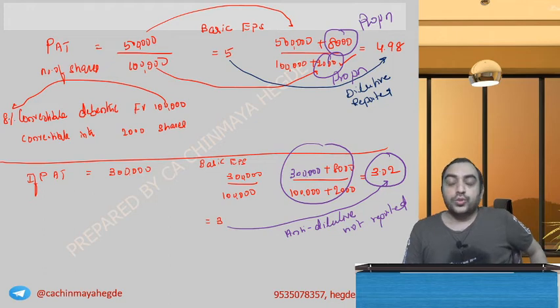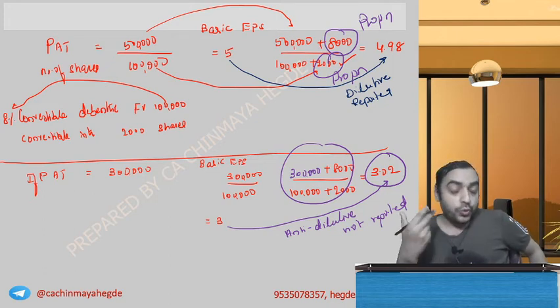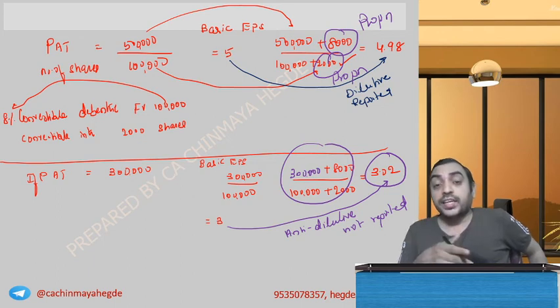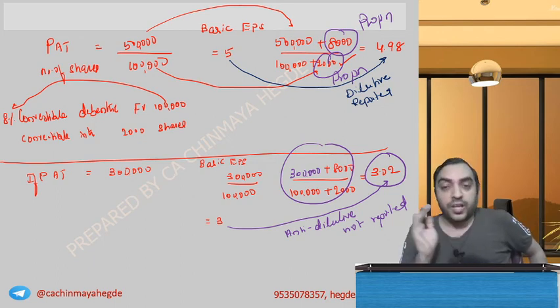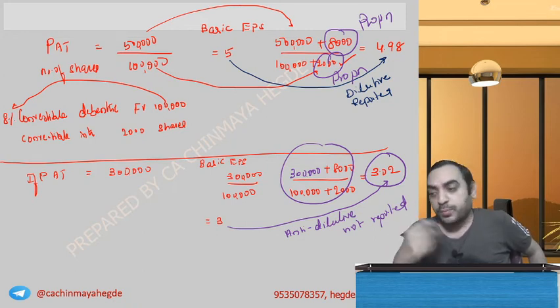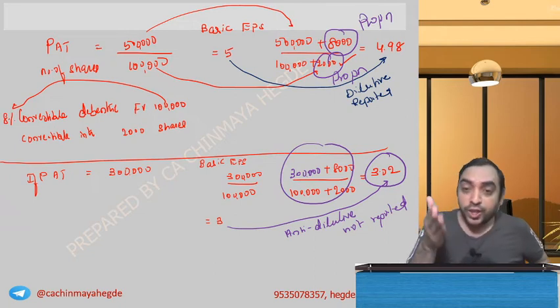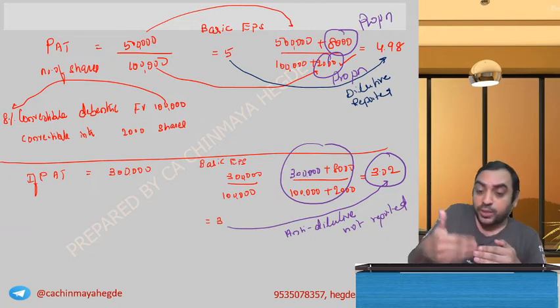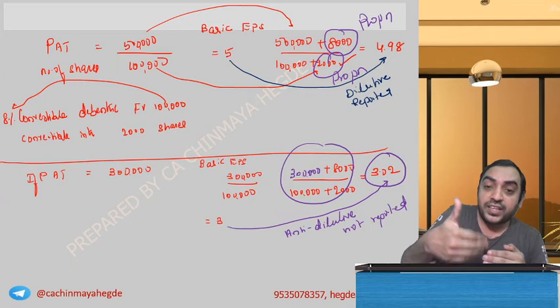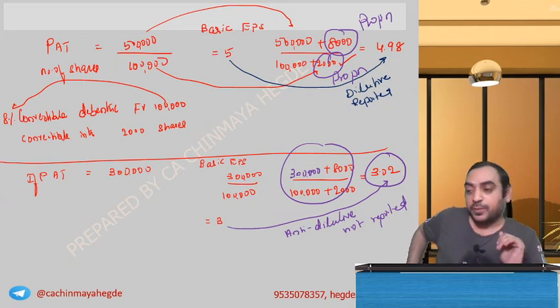So this proportionate treatment will come in two cases. In the year of issue, because you can issue during the year. In the year of conversion, because conversion can happen in the middle of the year. In these two cases, the interest expense will be proportionate, and the number of shares in the denominator also should be proportionate. So in the year of conversion, up to the conversion, it will be part of dilutive EPS. After conversion, it will be part of basic EPS.